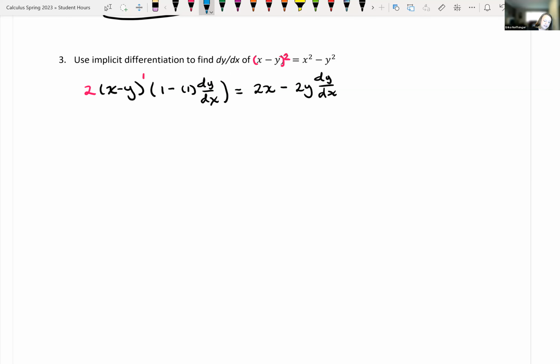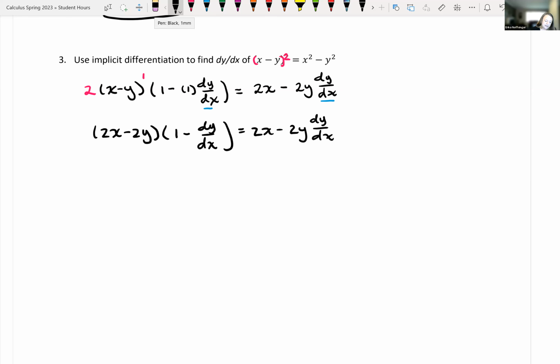So we're trying to find dy/dx. So we're trying to get any term that has dy/dx all by itself. So let's distribute on this left-hand side of our equation. Rewriting this, we have 2x minus 2y, distributing that 2 in there, all times the quantity 1 minus dy/dx, is equal to 2x minus 2y dy/dx.